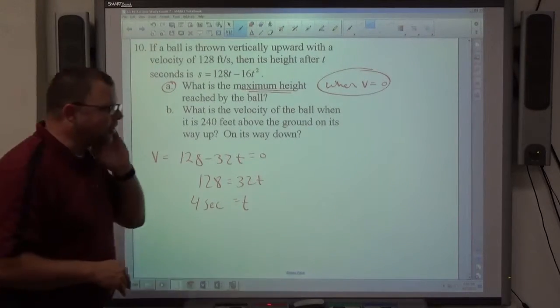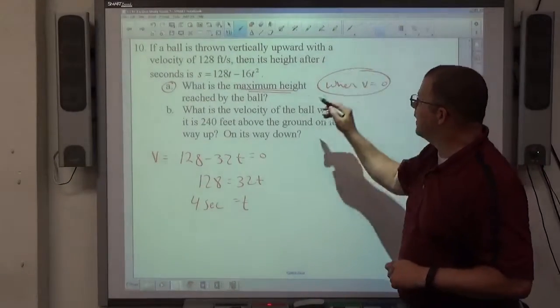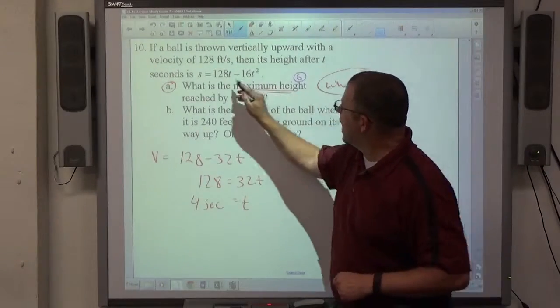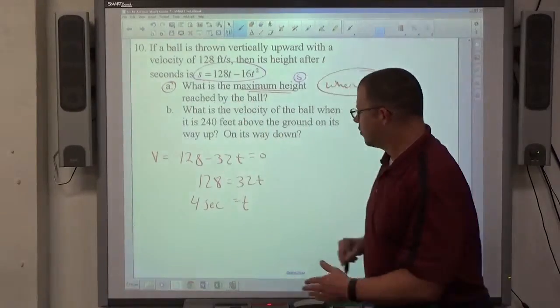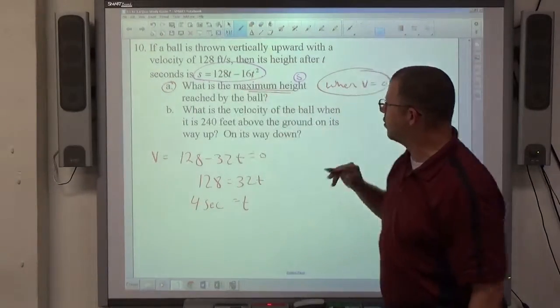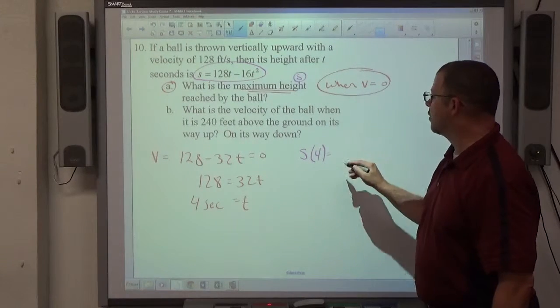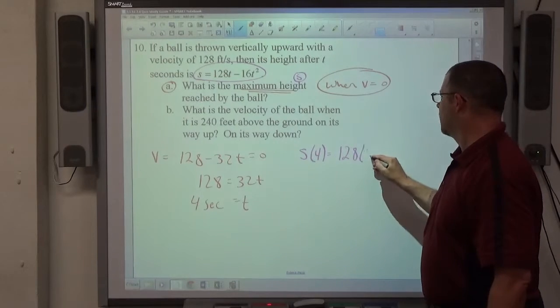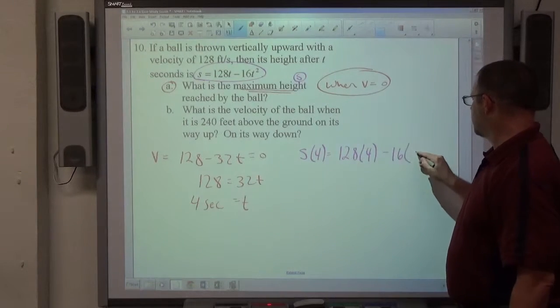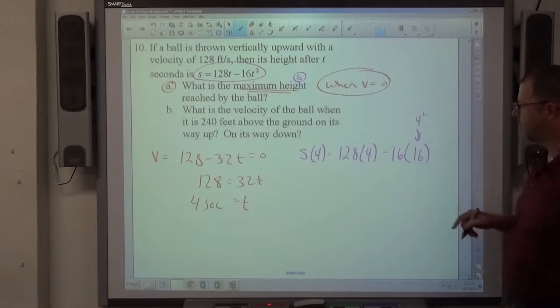Okay, once I know the ball stopped at 4 seconds, the question says what's the maximum height? Height is s, and s is this formula here. So once I know what t equals when the ball stops, I simply substitute t in place of those t's up there. The height reached by the ball after 4 seconds is going to be 128 times 4 minus 16 times 4 squared. Of course, 4 squared being 16.